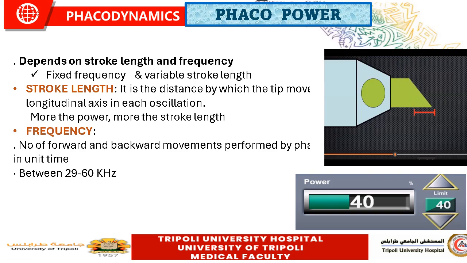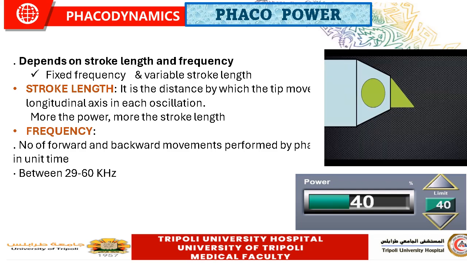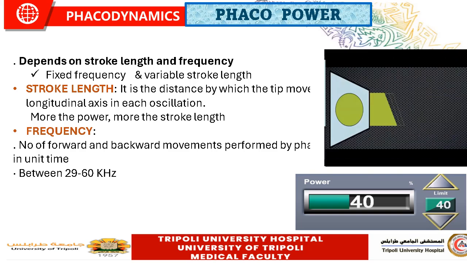The stroke length refers to the distance by which the phaco needle will move along the longitudinal axis of the handpiece inside the eye. The proportion of that movement relative to the total length of the phaco needle is called the stroke length. For example, if you have a phaco needle of 4 mm and it moves 2 mm, it moves 50% of the total length of the phaco needle. So this is a variable that is surgeon related. The surgeon will modify this at the panel of the phaco machine before he starts the surgery.